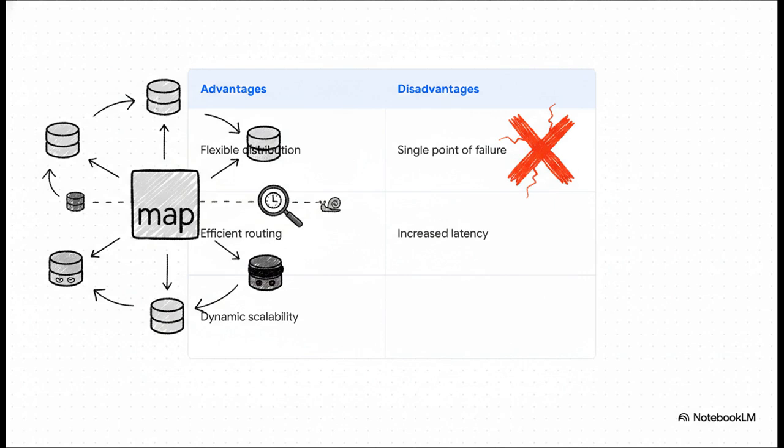First, that extra lookup step adds a little bit of delay or latency to every single request. And second, this is the scary one. That central directory is a single point of failure. If it goes down, your entire system is blind. No one can find anything.